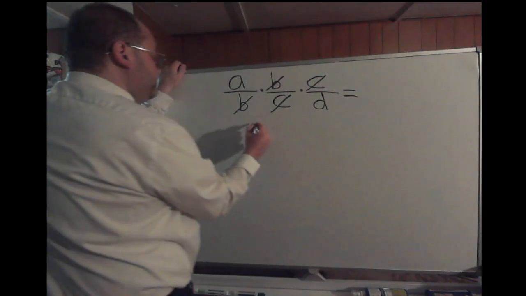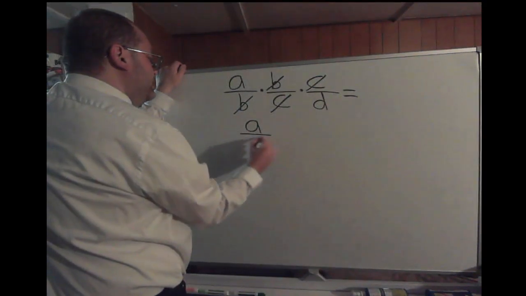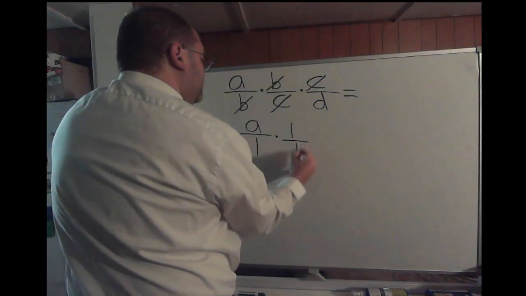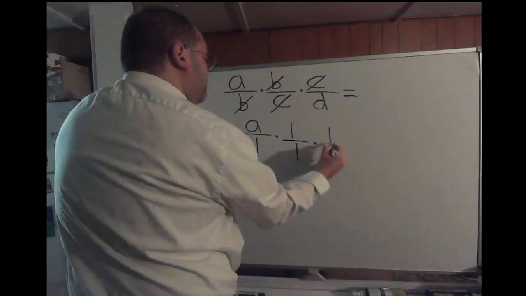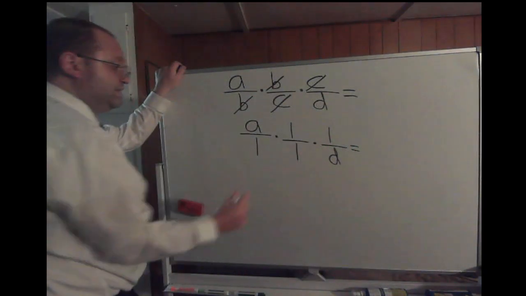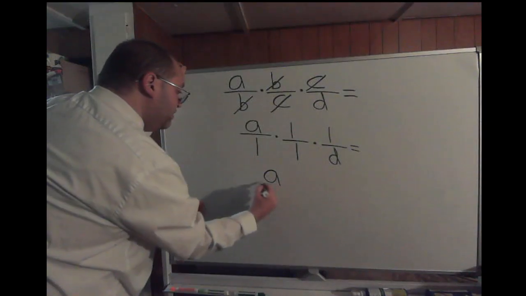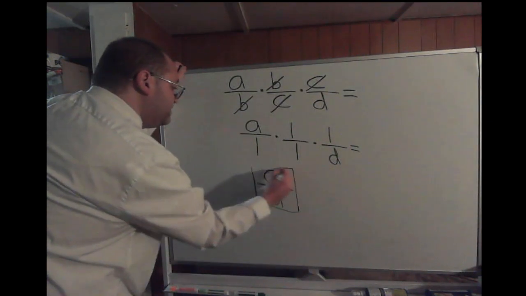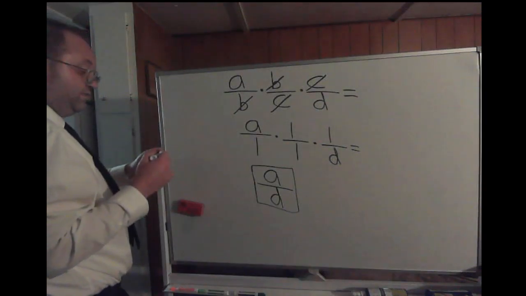So what you'll be left with is a over 1 times 1 over 1 times 1 over d. And if you go ahead and multiply this together, you would get a over d. That would be the simplification of this, simply a over d.